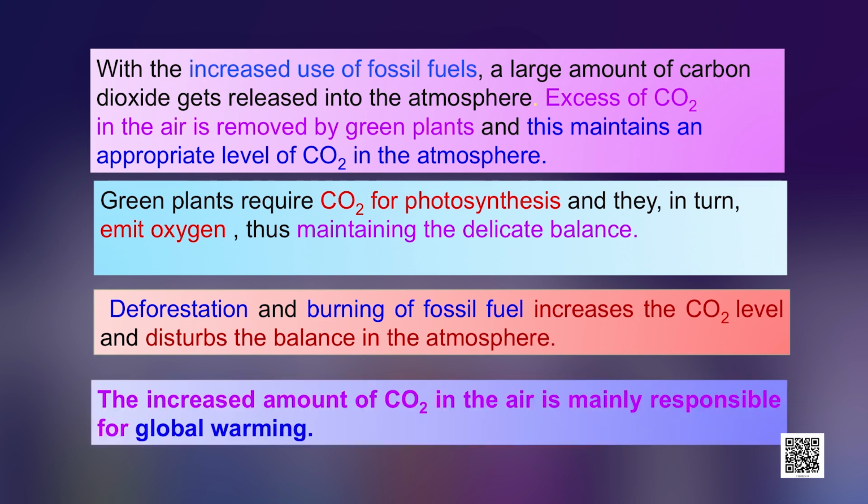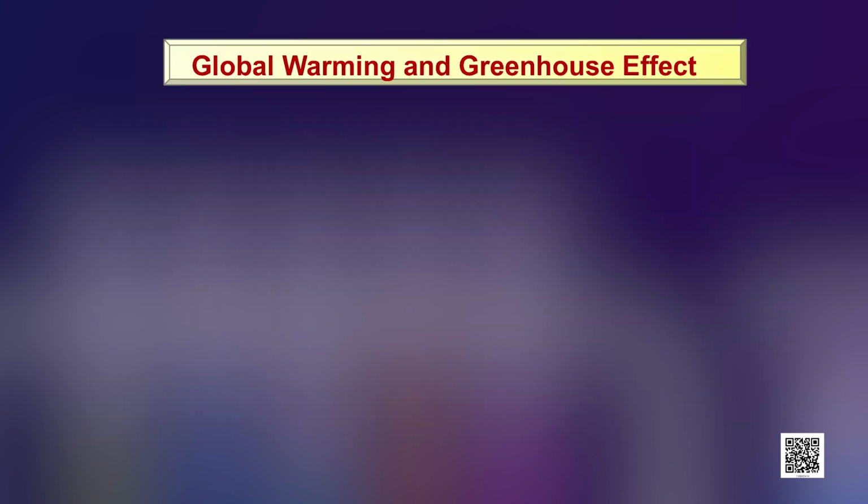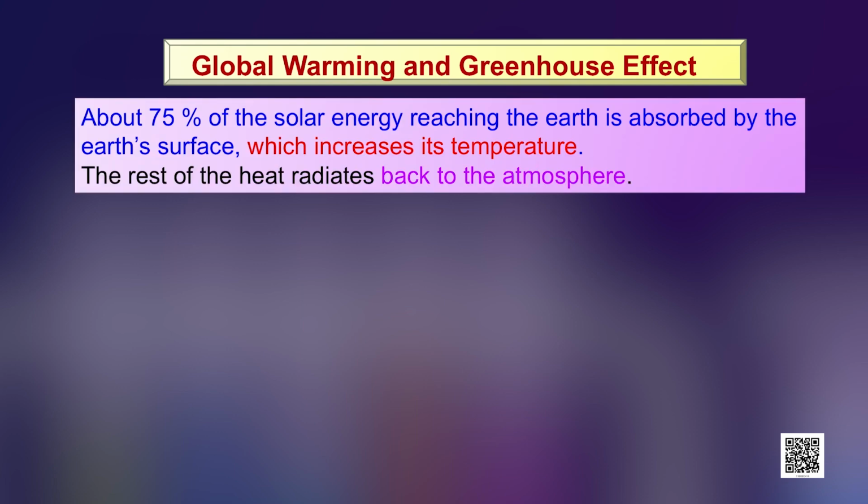This increased amount of CO2 in the air is mainly responsible for global warming, and now we will be discussing global warming and the greenhouse effect. About 75% of the solar energy reaching the earth is absorbed by the earth's surface, which increases its temperature. The rest of the heat radiates back to the atmosphere.